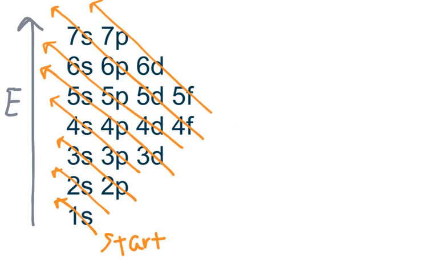So let's do some examples. This first one, we have fluorine. Fluorine has an atomic number of 9, so it has 9 electrons. So the very first orbital is the 1s. We label underneath with 1s. Now we use arrows to represent the electrons.